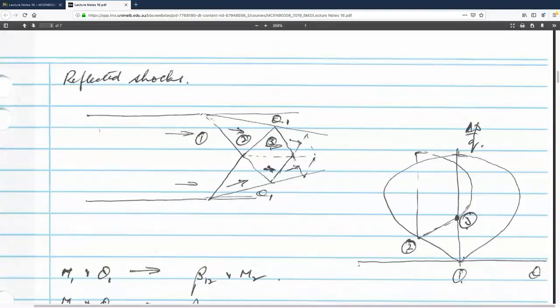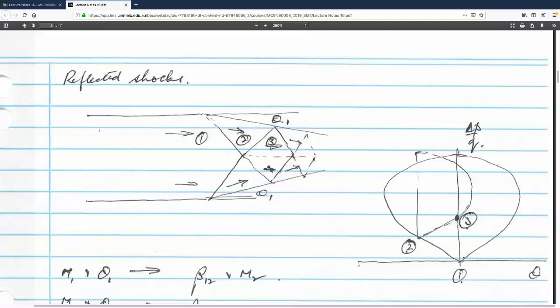That's how you would do it. Okay, so what is actually going on? If I have an M1 here and I know theta 1, that gives me beta, because theta is a function of Mach number and beta. So that gives me a beta 1,2, the angle of this oblique shock here. And that also gives me the Mach number in this region 2.